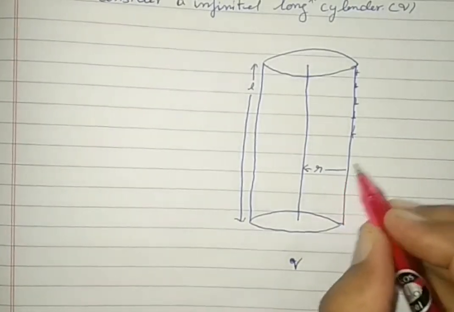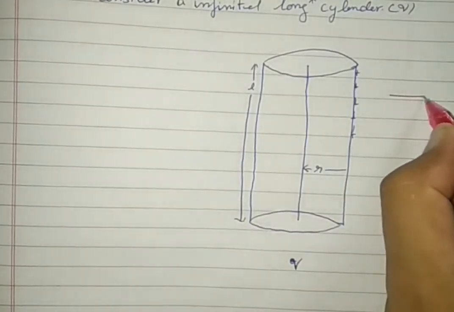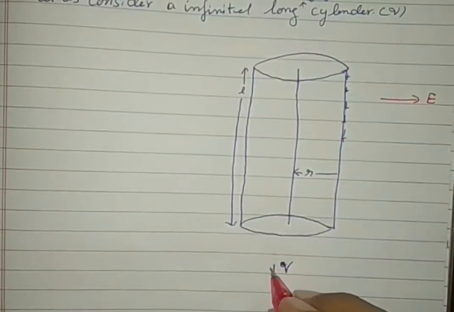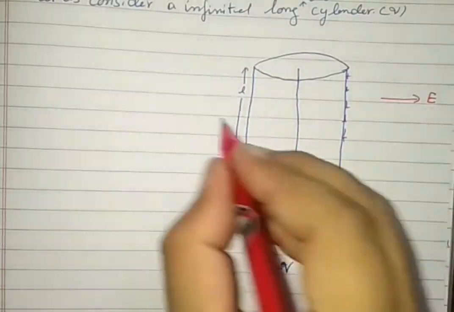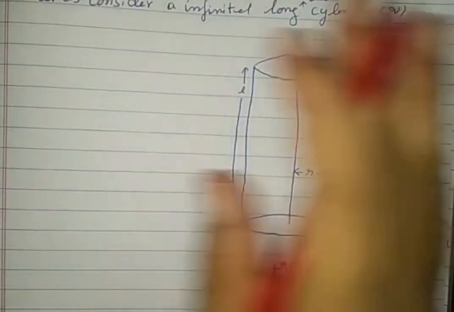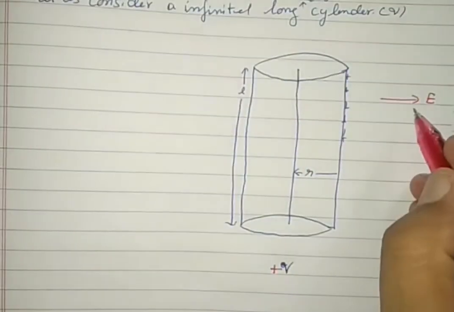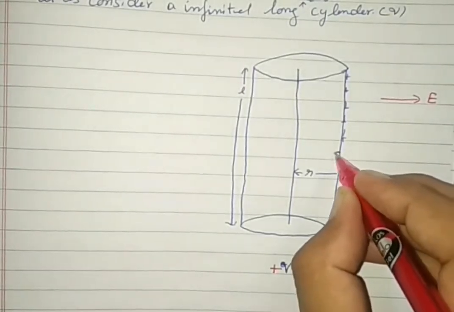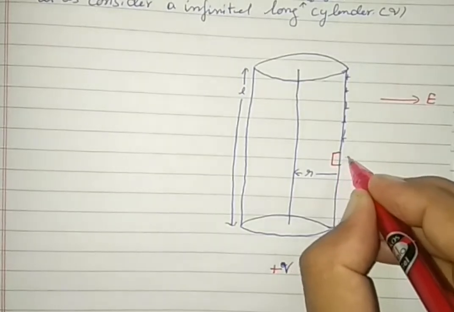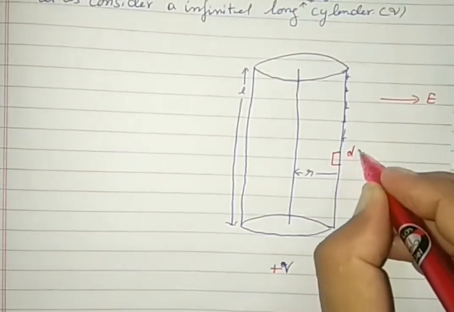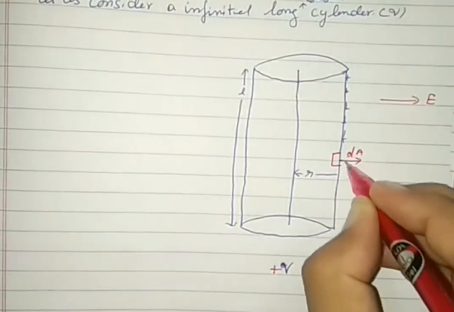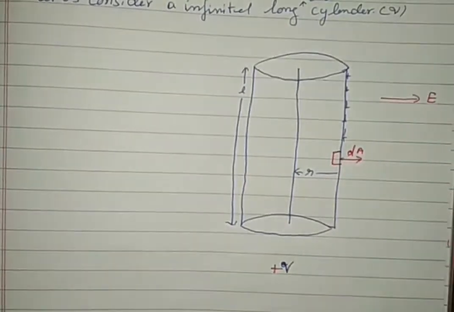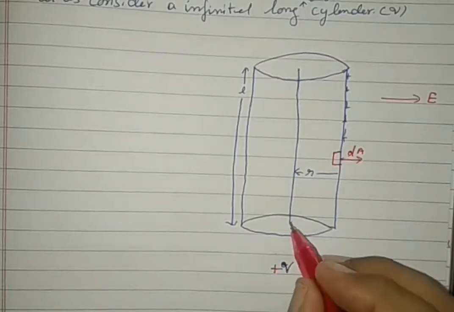See the direction of electric field due to this charge. It is a positive charge Q, so electric lines of force seem to emit from this, so direction must be given. We are going to consider here a small area vector dA on this side. Here in this case, the small area is this.